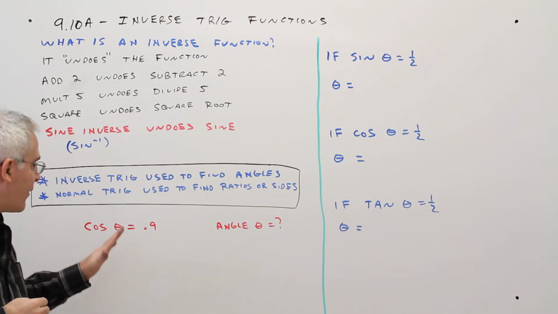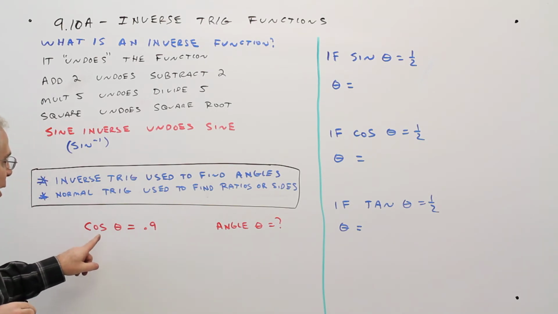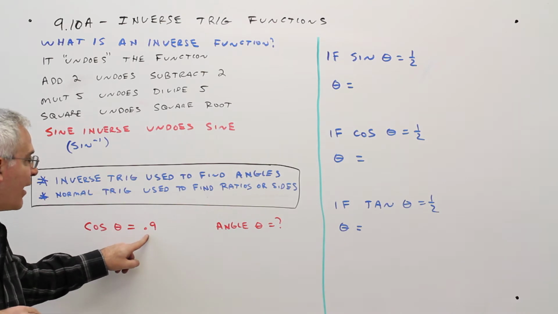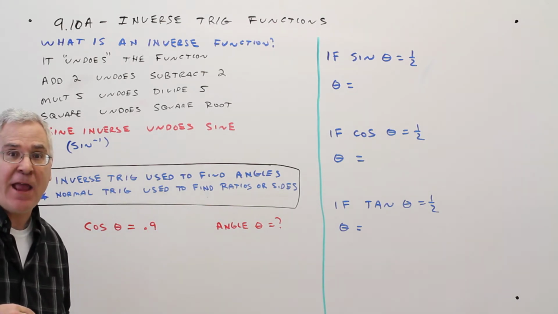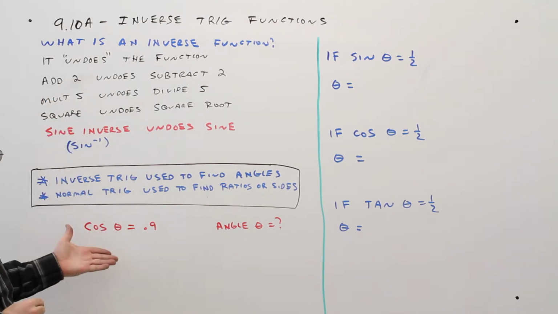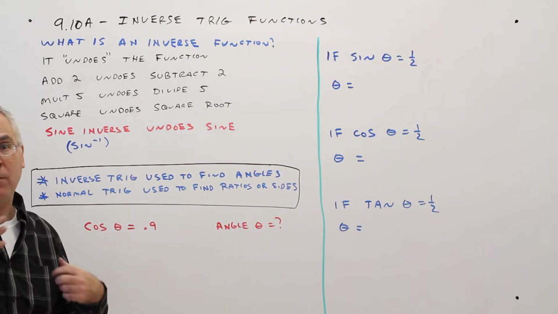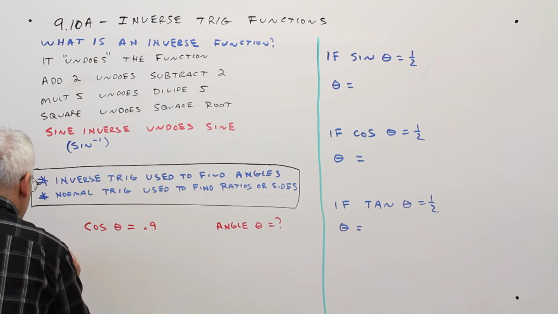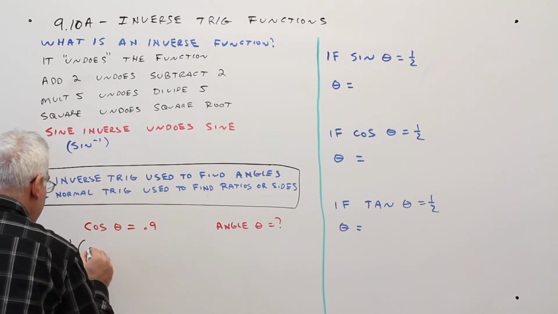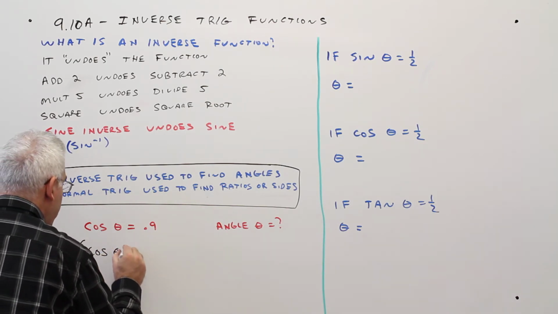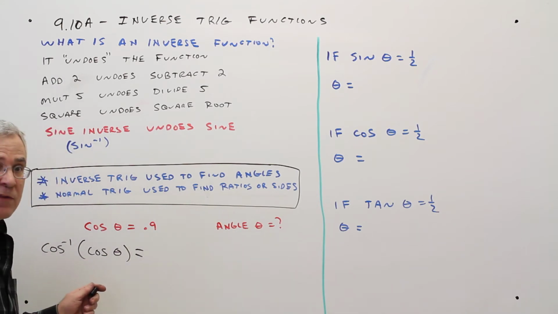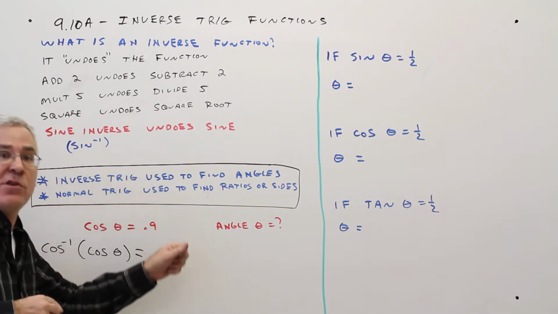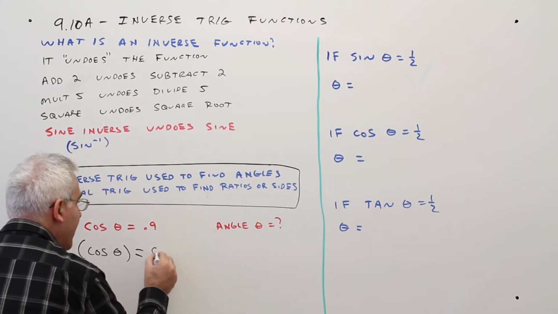All right, so here's just a little for instance. Let's suppose I know that the cosine of some angle theta equals 0.9, and I want to find that angle theta. Well, this is the function. Let's apply the inverse. The inverse would be cosine inverse. So I will apply the cosine inverse to the right side of the equation, and just like in all of algebra previously, if you apply the inverse on the left side, you also apply the inverse to the right side.